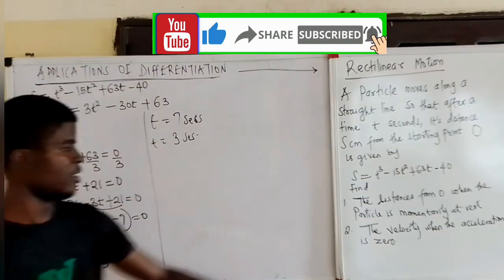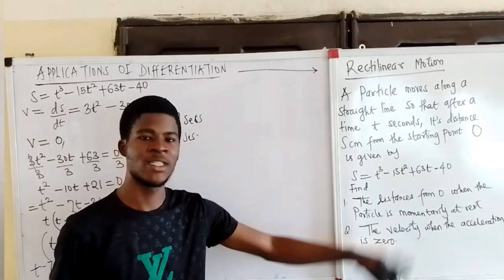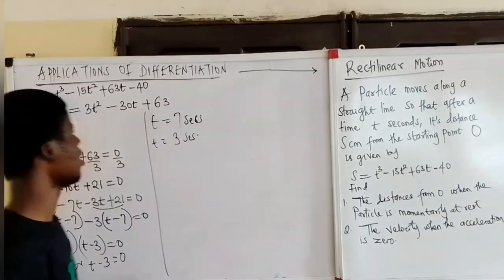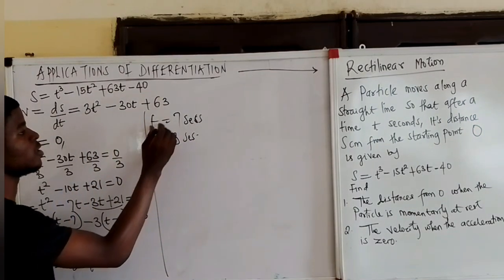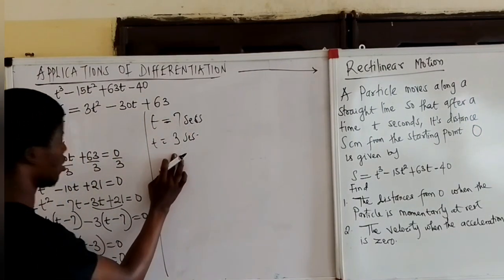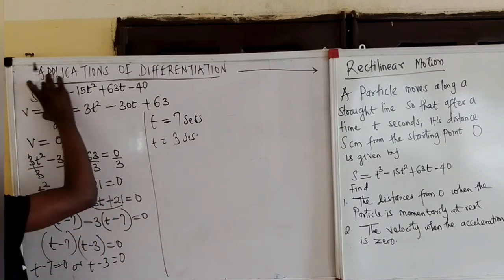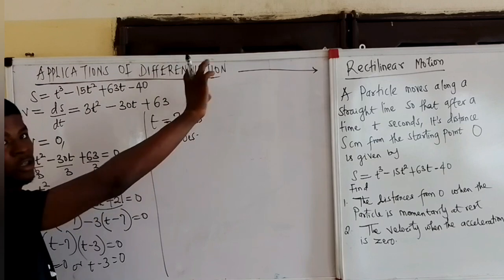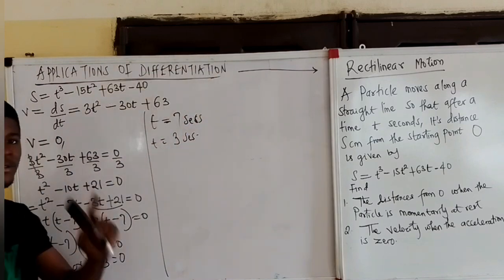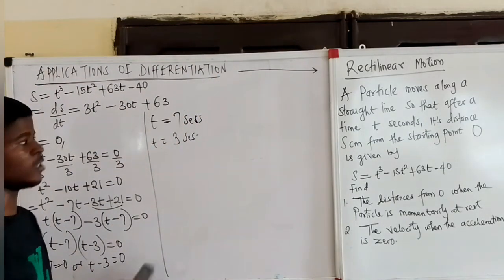Now, the distances from O when the particle is momentarily at rest. We have these two values of t, 7 seconds and 3 seconds. We are going to plug them one after the other into this x equal to t equation to get the two values of the distance.